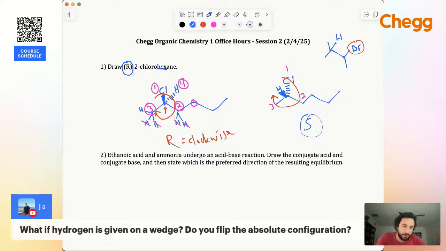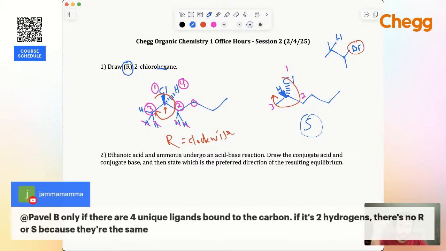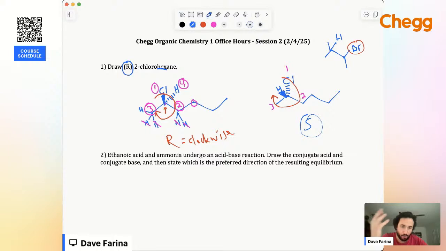Only if there are 4 unique ligands bound to the carbon. If it's 2 hydrogens, there's no R or S because they're the same. That is correct. So if you have 2 of the exact same group on a carbon, it cannot be a chiral center. We need 4 different groups to get a stereocenter.